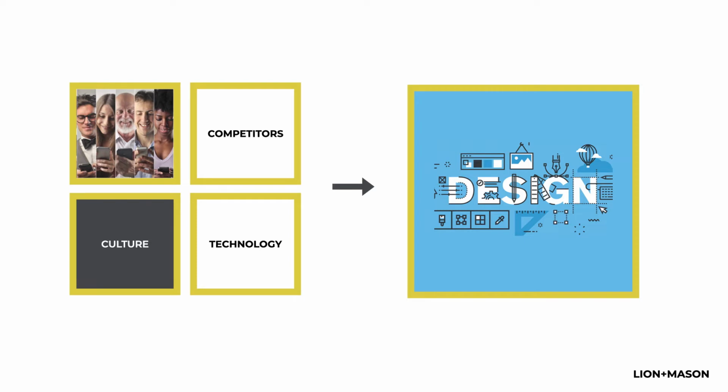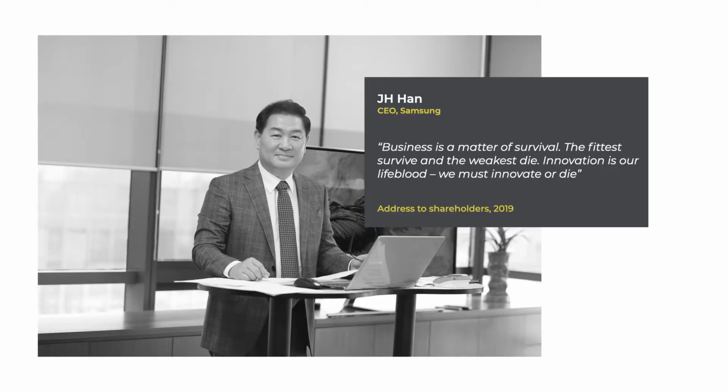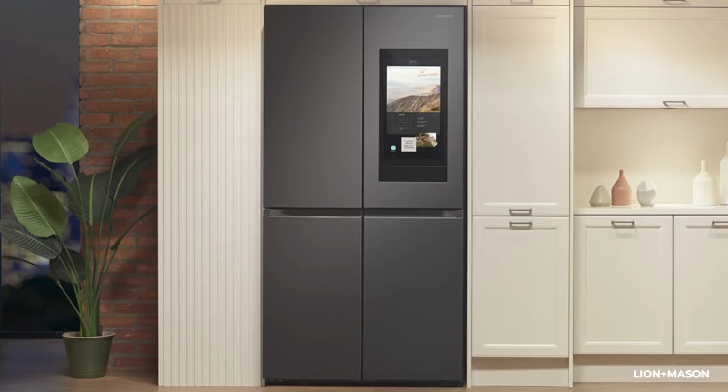Culture. So this is J.H. Han. Again, looks fairly harmless. He's the CEO of Samsung. Shortly after buying that company, in his address to shareholders, he said, and he's going quite hard here, "Business is a matter of survival. The fittest survive and the weakest die. Innovation is our lifeblood, we must innovate." So he's basically saying we need to innovate at all costs. Christmas that year, Samsung brings out its first smart fridge.